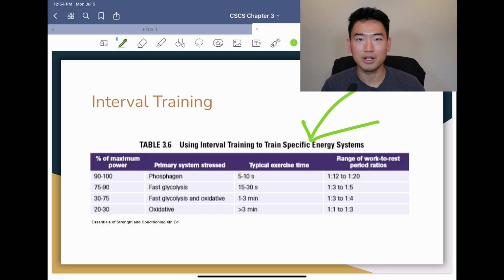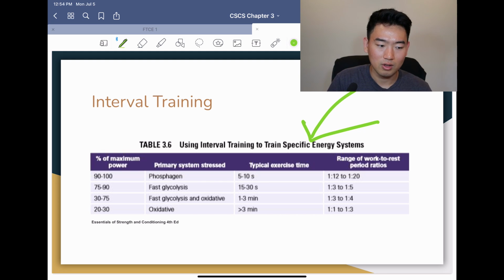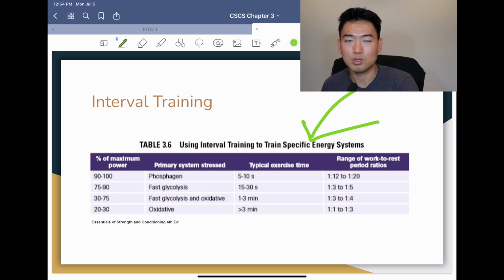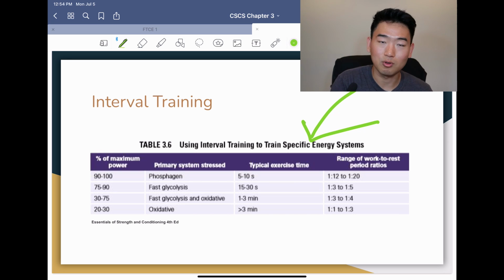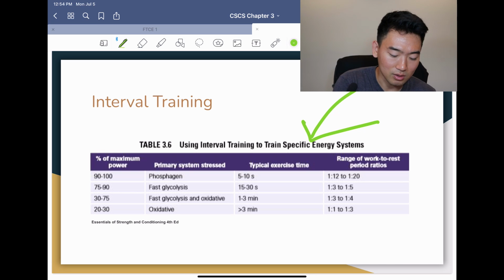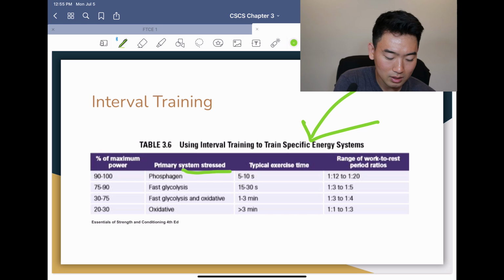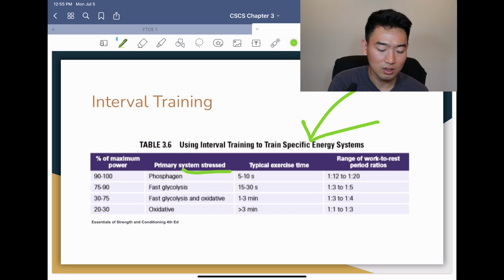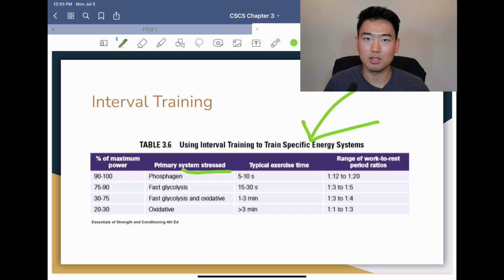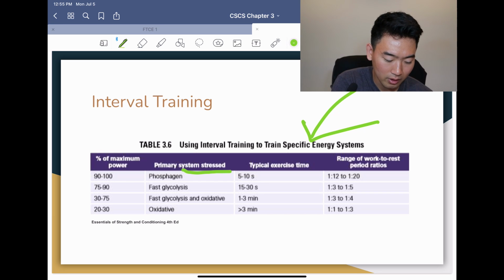So interval training, what it is, we're simulating our body and our energy system to be able to adapt to the sport well when we actually perform in our sports. And so we're gonna target certain systems to be stressed in order to simulate that situation, like I talked about, right? So let's start with the phosphagen, like we always do.